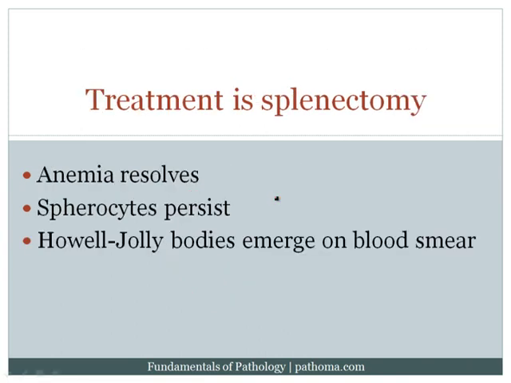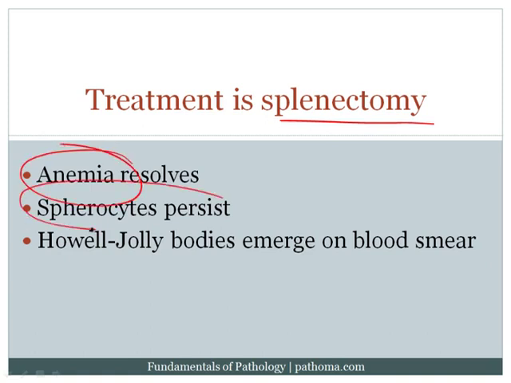The treatment for this disease is splenectomy, and that makes sense. Why? Because really the problem was in the spleen. The spleen was where the red blood cells were being eaten. I told you there's no problem with having spherocytes. The problem is that the spleen eats the spherocytes, which then creates the anemia. So if we treat with splenectomy, the anemia will go away.